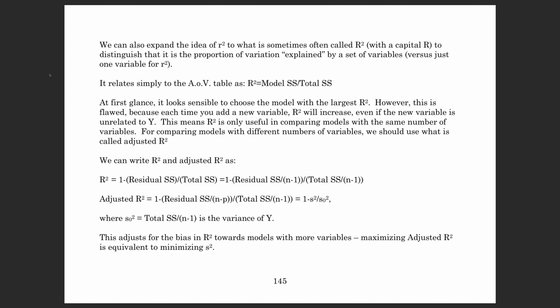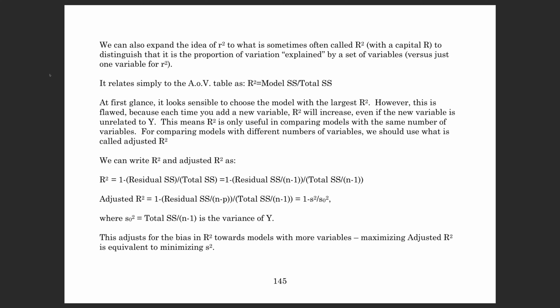So on first glance, it looks like choosing models is very simple. Why can't we just choose the model that has the largest value of R squared? Unfortunately, it turns out that this has a serious flaw, because each time you add a new variable, R squared will increase, even if that new variable is unrelated to y. That means R squared is only useful in comparing models which have the same number of variables. If we want to compare models with different numbers of variables, we need to use something else. We need to use what's called adjusted R squared.